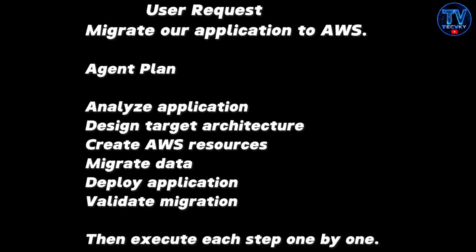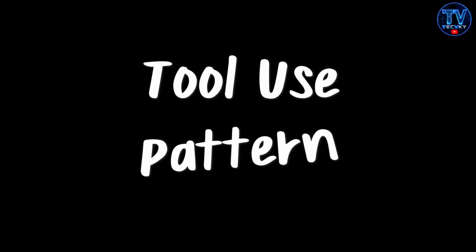Let's see one example. User request: migrate our application to AWS. Agent plan: analyze application, design target architecture, create AWS resources, migrate data, deploy application, validate migration. Then execute each step one by one. Similar to how a project manager creates a project plan before starting work. This is about the planning pattern. Now the next pattern is the tool use pattern.